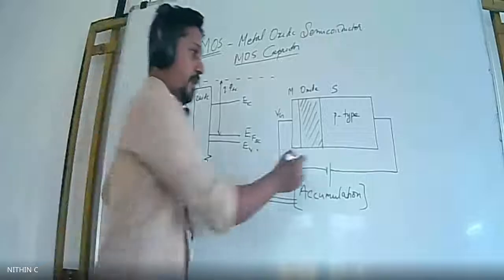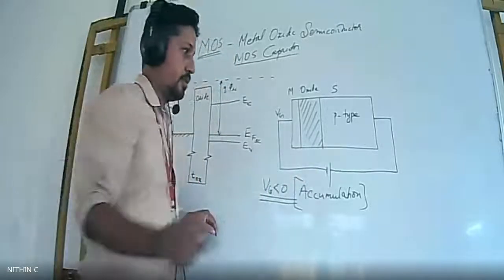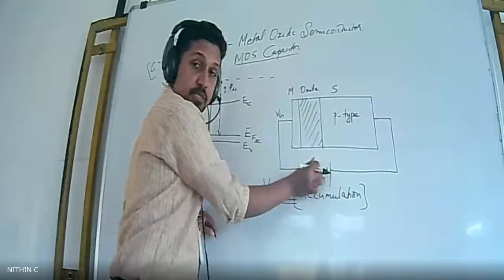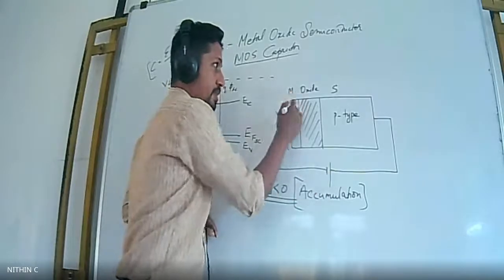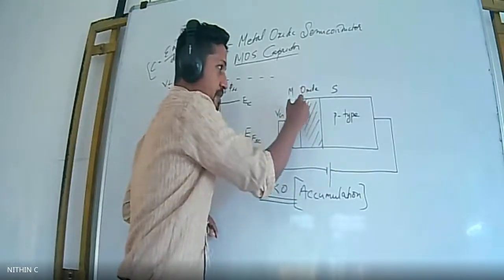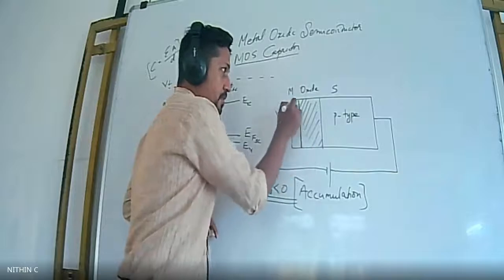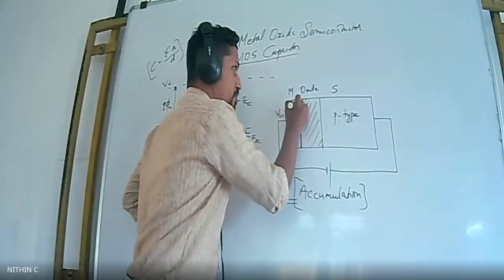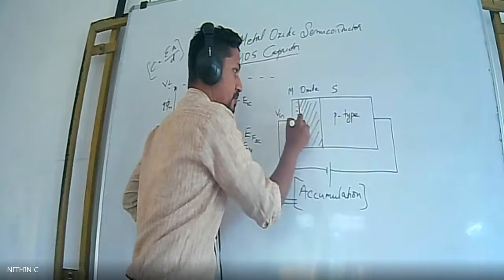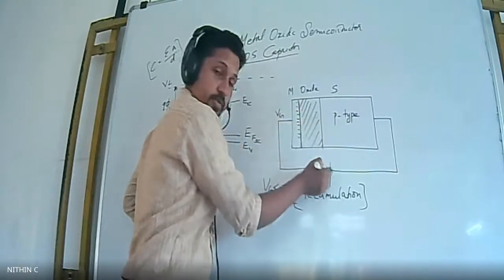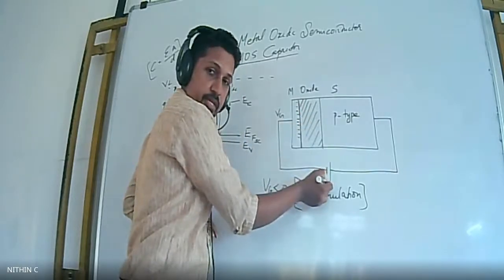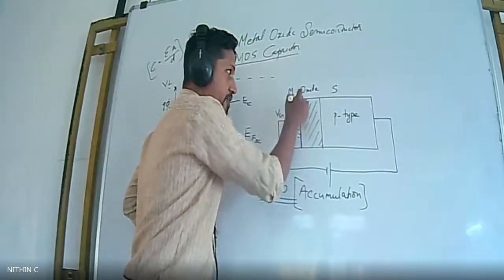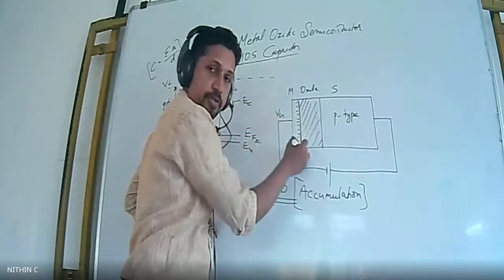So what happens when a negative voltage is provided over here? Electrons are repelled by the negative terminal towards the interface. At the metal oxide interface you will have a concentration of electrons, which carry negative charge. The negative terminal repels the charge carriers, so you will have negative charges closer to the interface of metal and oxide.